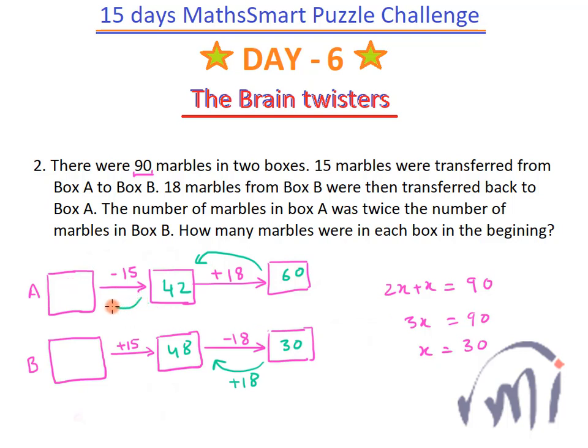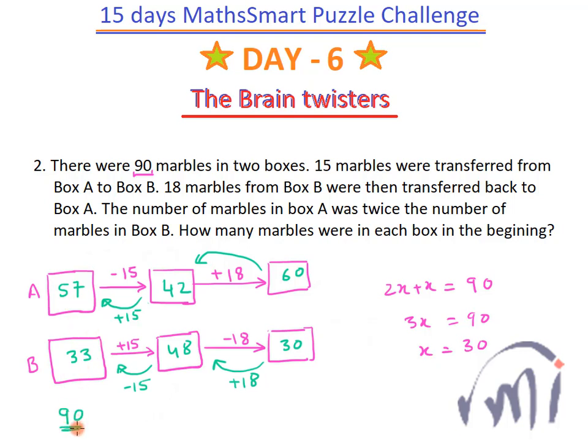That means before this step, the number of marbles in box A would have been 42 plus 15, that is 57. And here, this is after adding those 15 marbles to the number of marbles of box B. So before this step, the box B would have had 48 minus 15, that is 33 marbles. And here also, if I add the total number of marbles, 57 plus 33 is 90.